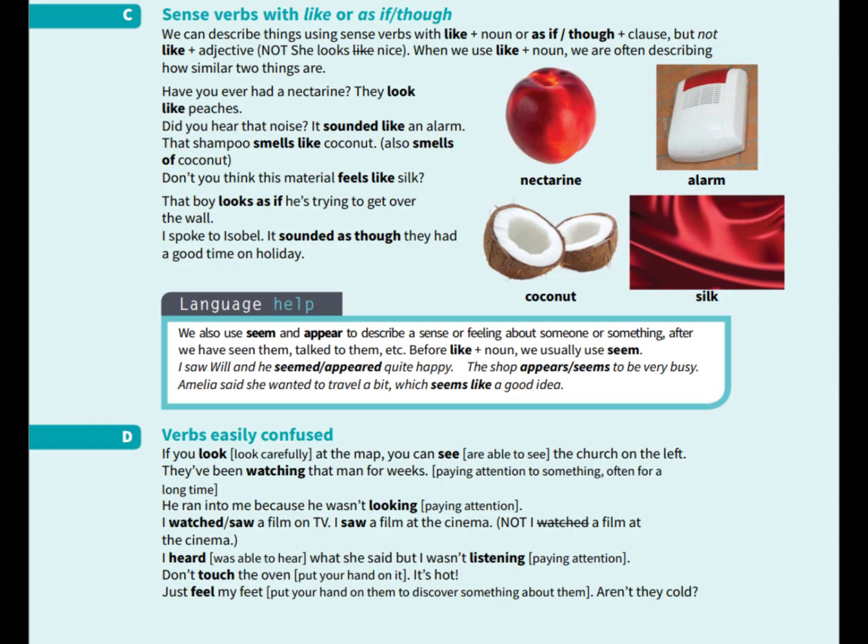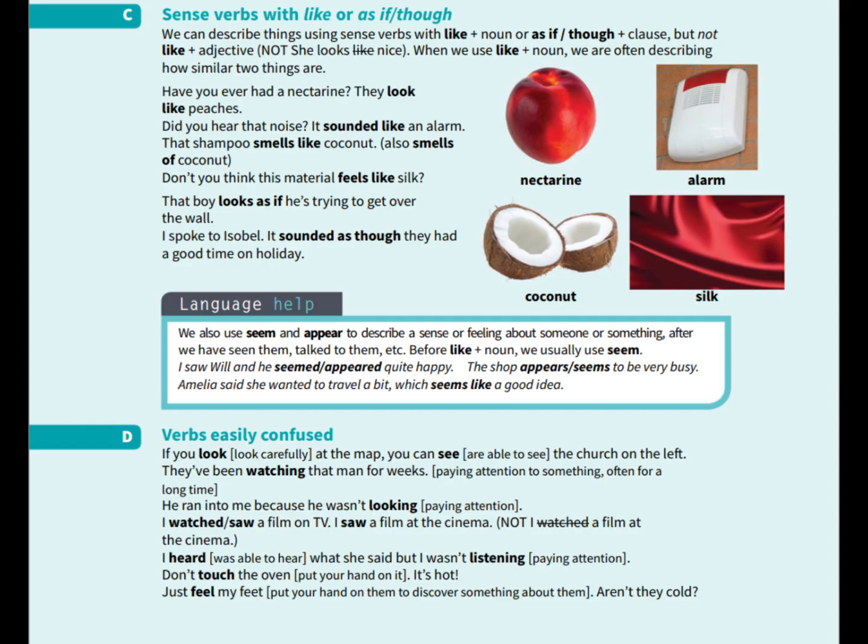D. Look and see. The verbs look and see are related, but their meanings are different. To look at something means to direct your attention towards it carefully. To see something means to be able to notice it with your eyes. For example, if you look at the map, you can see the church on the left. First, you direct your attention towards the map. You are then able to notice the church.